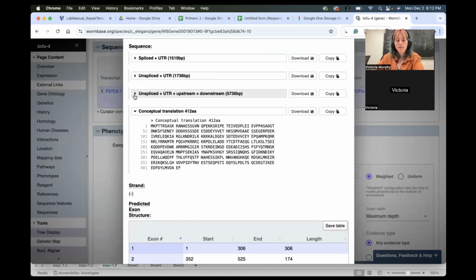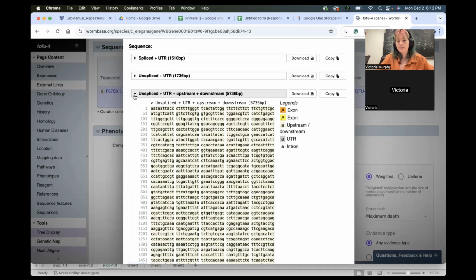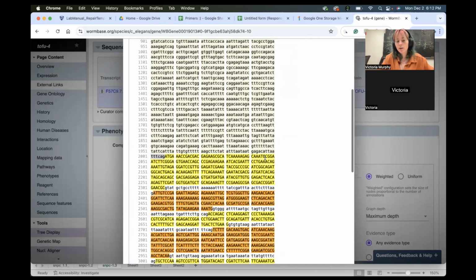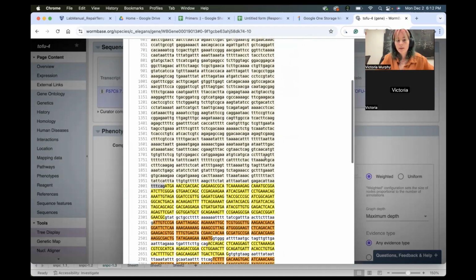I know one of the questions submitted was when to use the spliced versus the unspliced version. And when designing a CRISPR RNA, you would always use the unspliced version because that includes all of the sequences within the DNA. If you use the spliced version, you might be missing something, particularly when you're designing the homology arms of the repair template. If you don't include upstream and downstream even, you might not have the full sequence of DNA required to make the proper repair template.